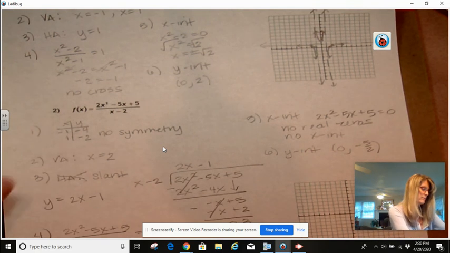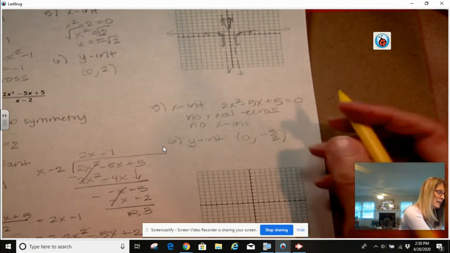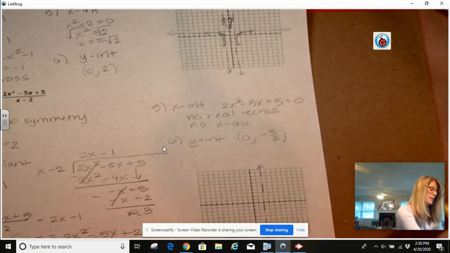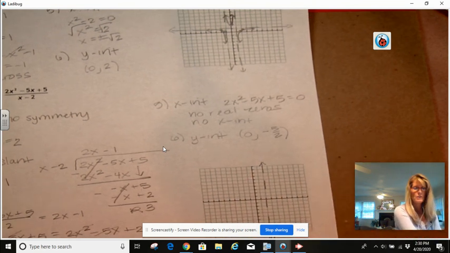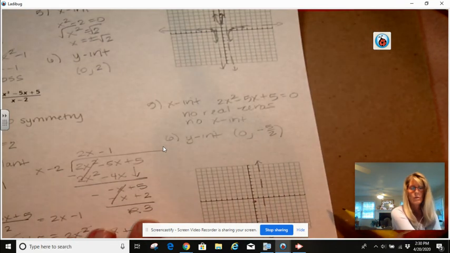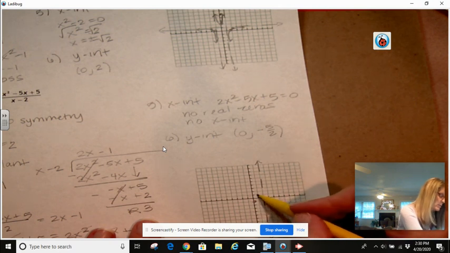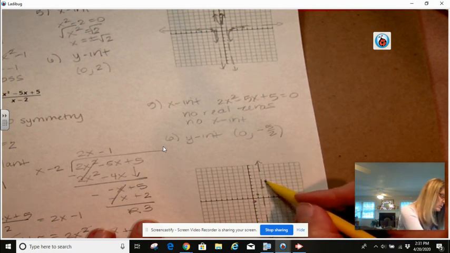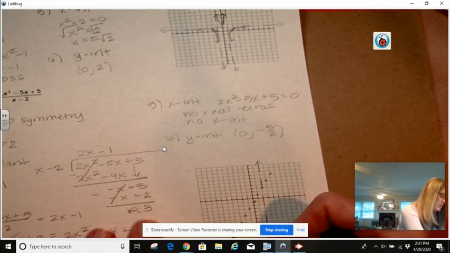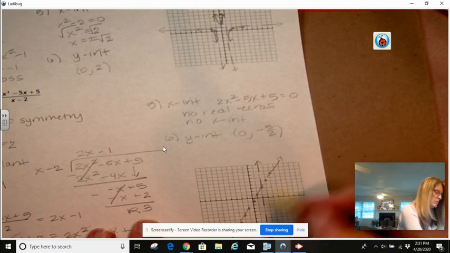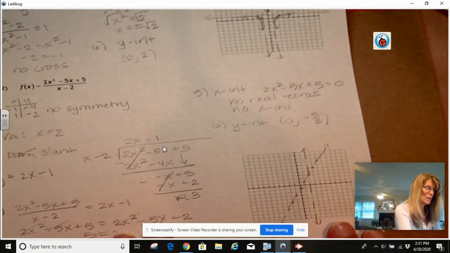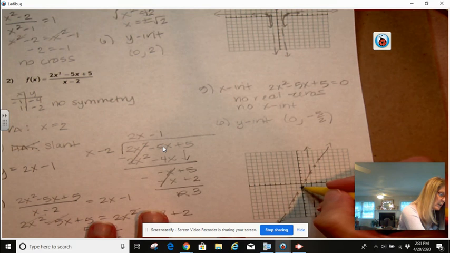Okay, so we're ready to graph. We have a vertical asymptote at x equals 2. We have a slant asymptote at the line y equals 2x minus 1. So we got to kind of graph that line. Negative 1 is the y-intercept. Slope is positive 2. We're not crossing either of our asymptotes. There's no x-intercepts. There is a y-intercept at 0 and negative 2.5.